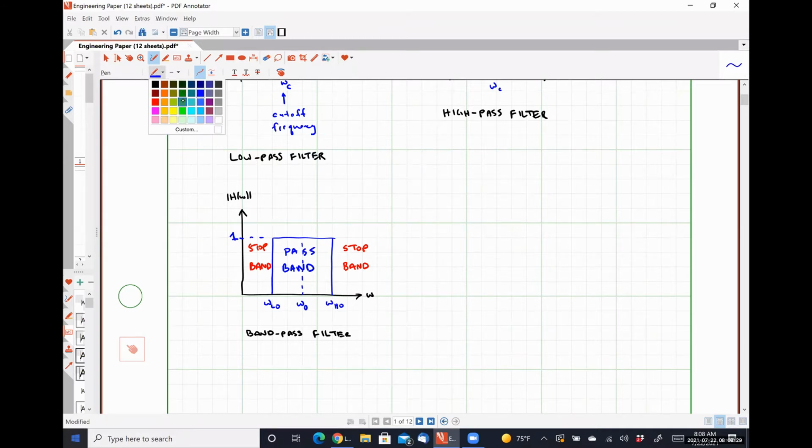And for a practical one, it's going to look like a combination of the response of the low pass filter and the high pass filter. So something like this. And then our fourth and final generic filter type will be the opposite of a band pass filter.